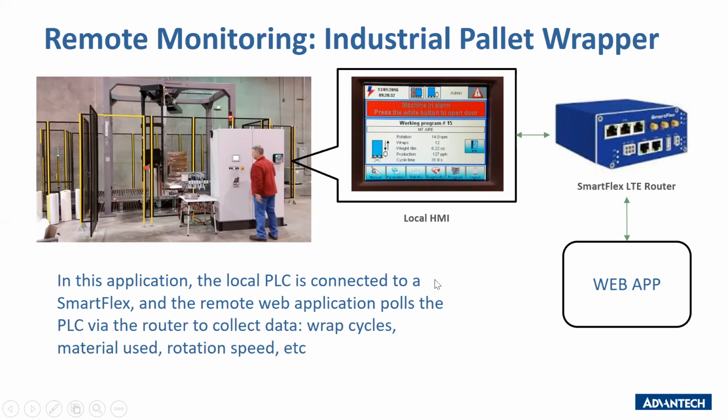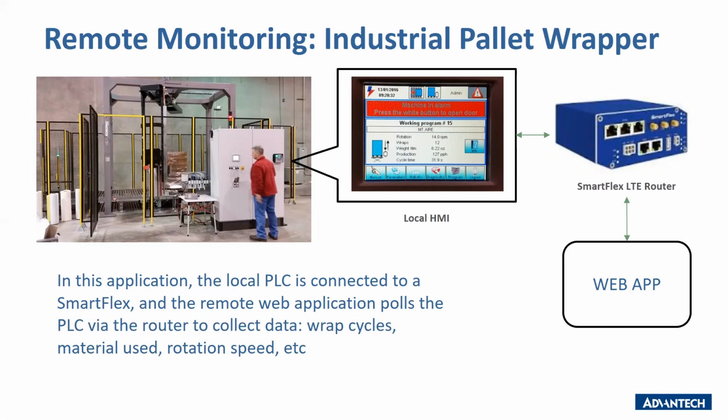Why do they want to access this remotely? Well, they want to know how much plastic wrap is being used. They want to know how many wraps are being done per pallet, how fast it's rotating, because that would determine how fast it's rotating, and then how much is being used will determine how tightly the pallet's being wrapped, right? A lot of different data points like that.